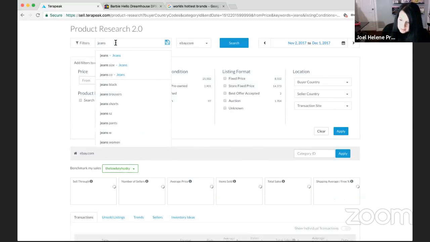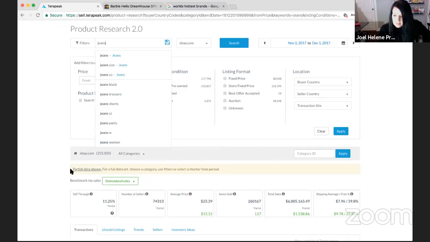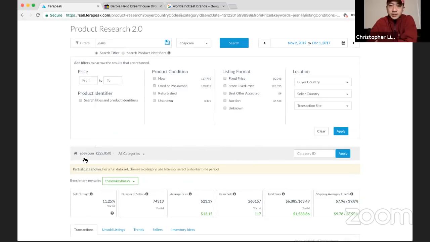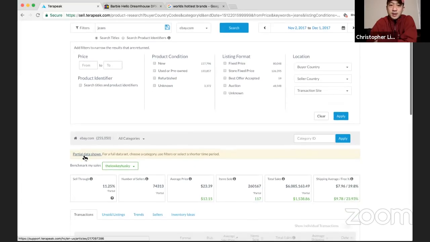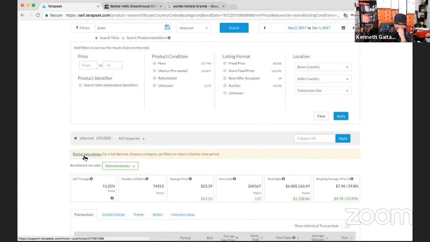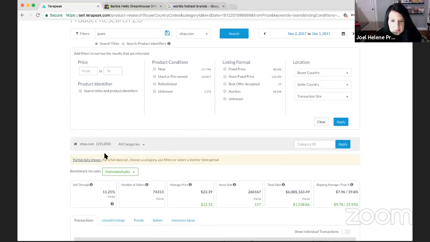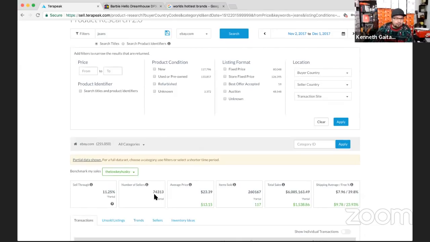Let's look at jeans. Ugg boots would be a good one to look at. So, total jeans 6 million. That's a strong market. But the sell through, though, 11%. Wow, no wonder my jeans don't sell. No wonder I hate jeans. 74,000 sellers. Is that the highest we've seen? Yeah, 66 was Nike.